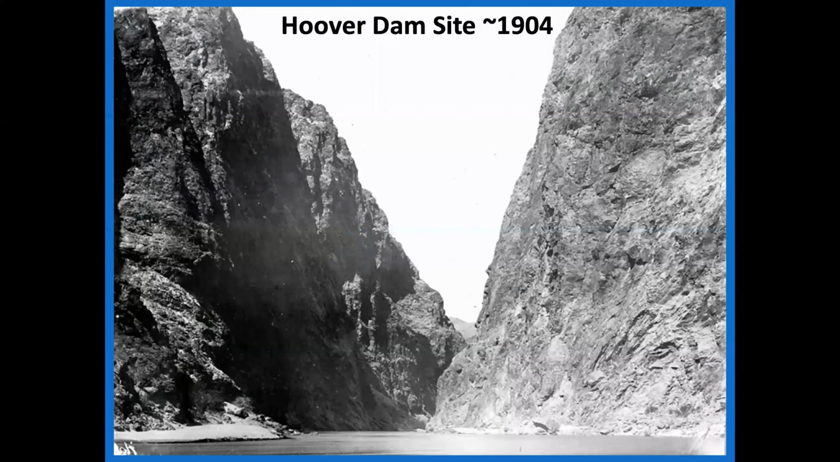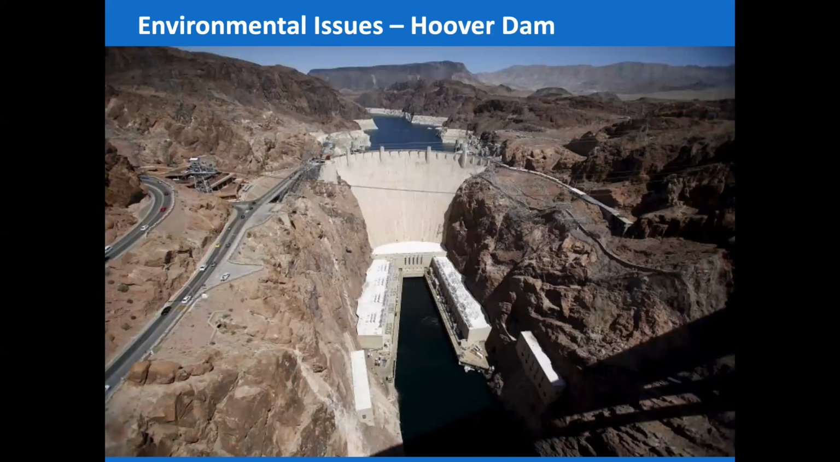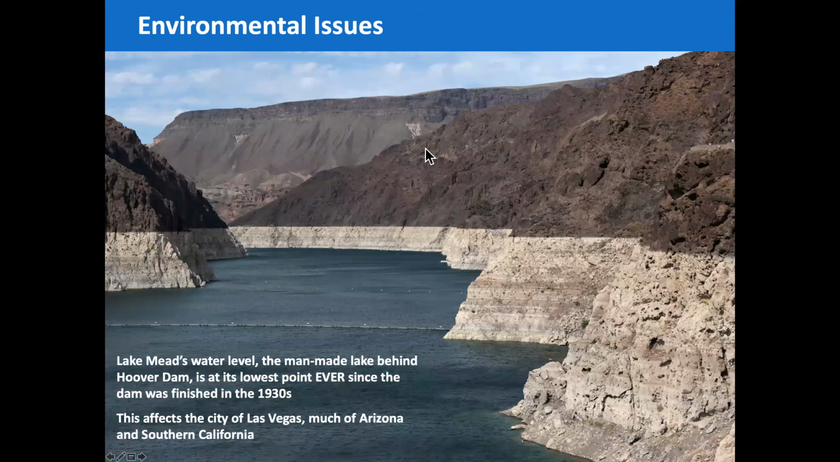Hoover Dam. This is what the site looked like in 1904. Of course, that's Hoover Dam today. It is one of the most iconic dams in the world, definitely in the United States. And as you can see, there's a lot of hydroelectric generation that takes place. However, Hoover Dam is at its lowest point ever as of 2021. That means the lowest point since it was built and finished in the early 1930s. Over 150 feet, the water level has dropped.